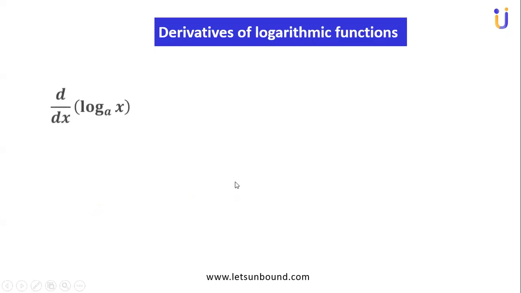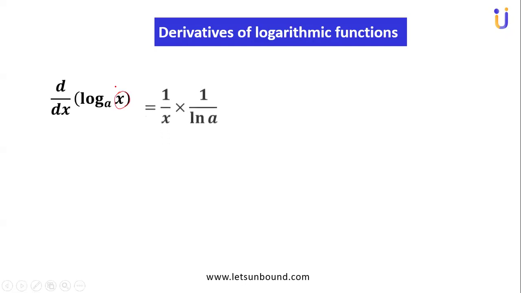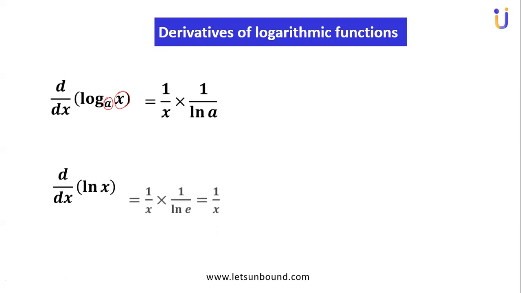Derivatives of logarithmic functions: d by dx of log base a of x is the reciprocal of the input, 1 over x, times 1 by ln of the base of the log. And if it's ln x, reciprocate the input, times 1 by ln of the base. The base of ln is what? It means log base e, so ln e. ln e is 1, so this completely becomes 1 and it's just 1 by x. Right?